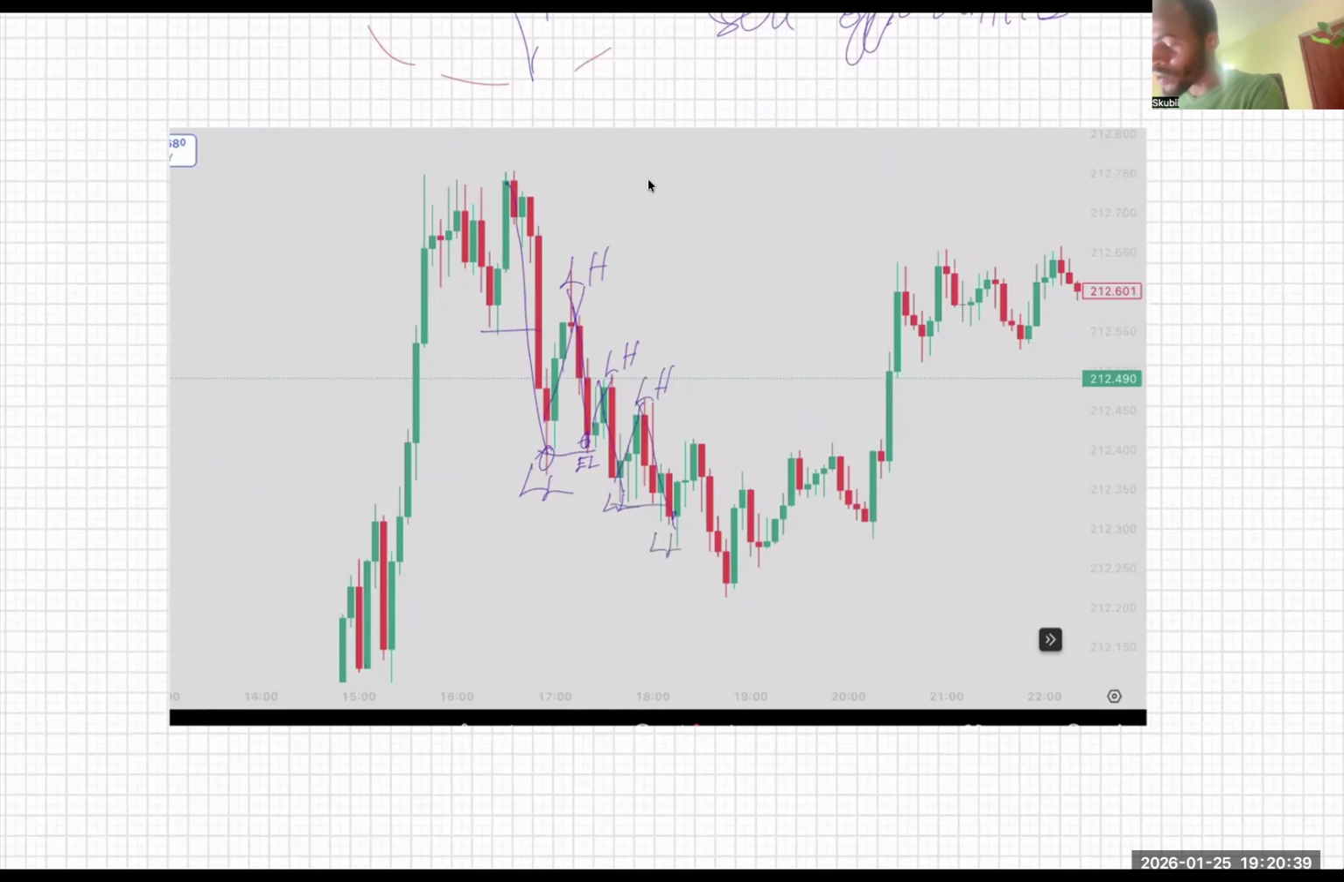So we had a lower low. Price pushed up, we created a lower high. Price pushed down, we created a lower low. Price pushed up, we created a lower high. Now, price pushed down, and we failed to create a lower low. I'll just call this a small low.